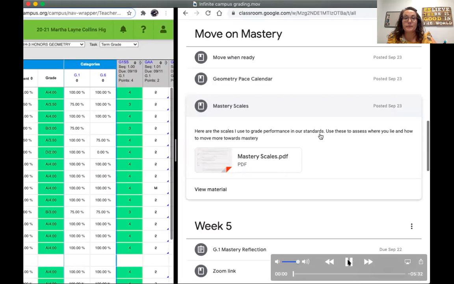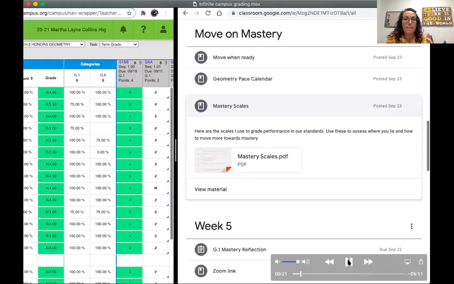Okay, Nikki asked me to make this video explaining how I am using the mastery scales in my class and how I'm having them reflect and what that led me to think about Infinite Campus in the current setup. Also, the screen might look a little weird because I'm trying to hide the students' names, but I'm just going to go ahead and start.